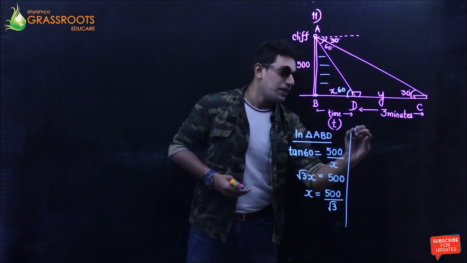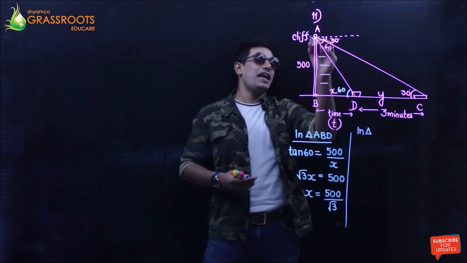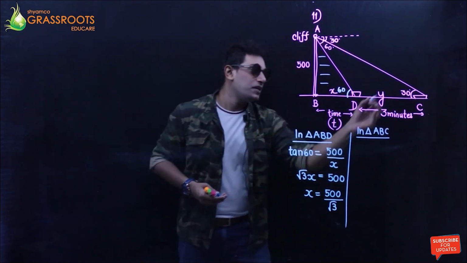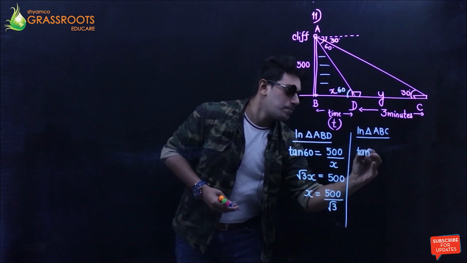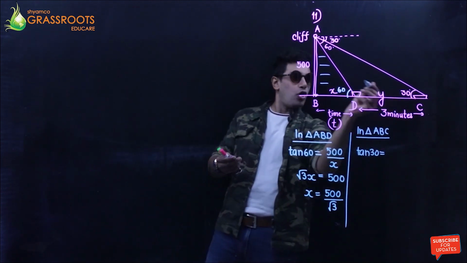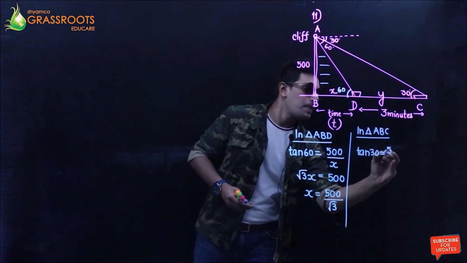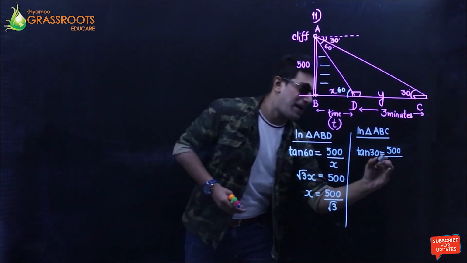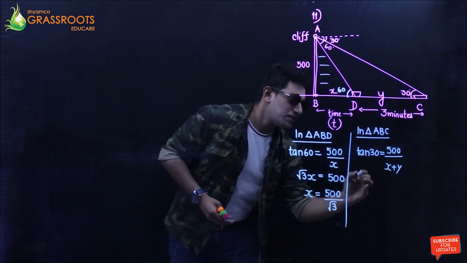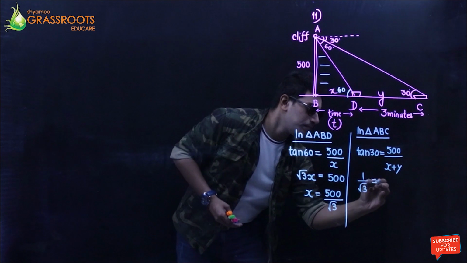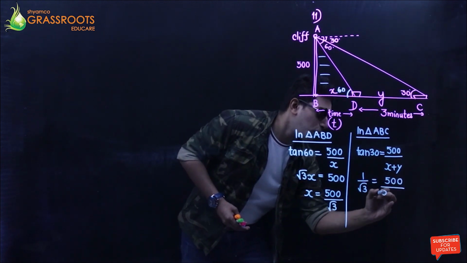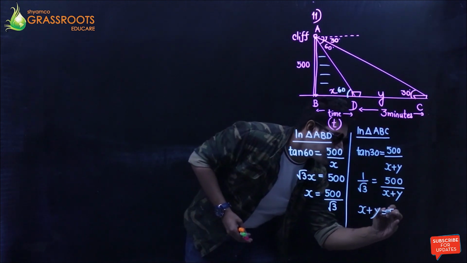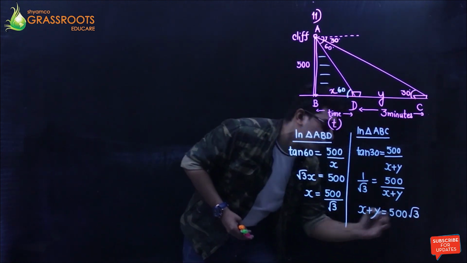Next, in triangle ABC, tan 30 is opposite. Opposite is 500 upon adjacent, OA. Adjacent is X plus Y. Complete package. Tan 30 is 1 by root 3, equals 500 upon X plus Y. Cross multiply. X plus Y is equals to 500 multiplied by root 3.